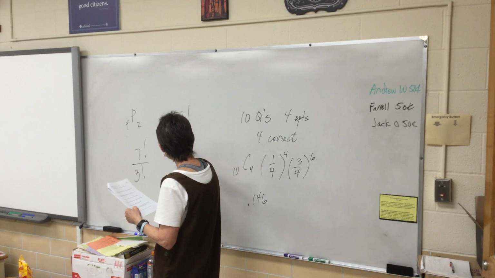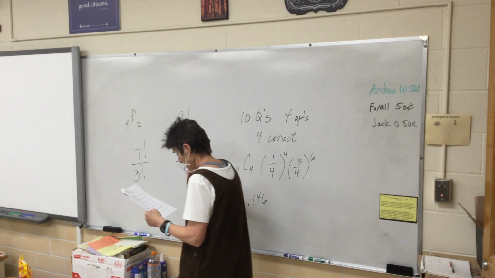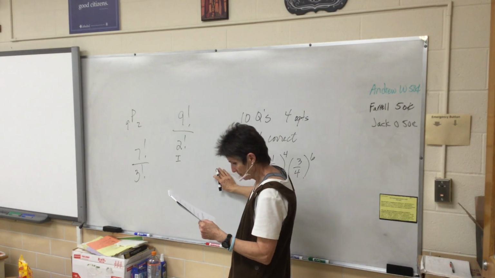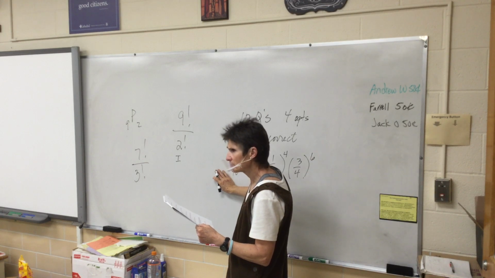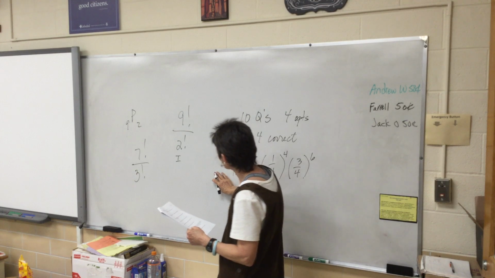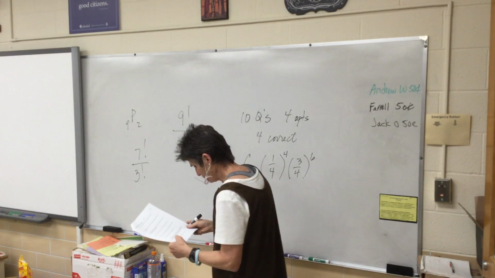Got 2 I's. Are there any others? I don't think so. Is that it? So that would be 9 factorial over 2 factorial.